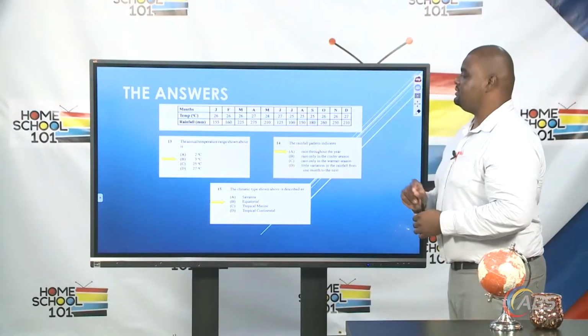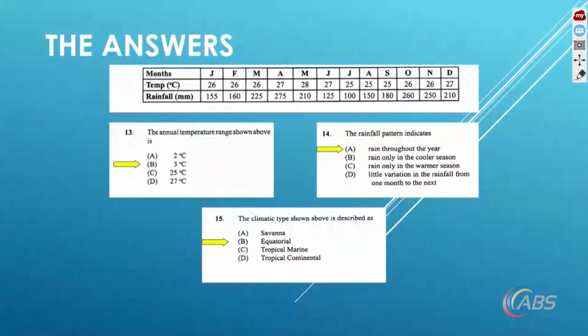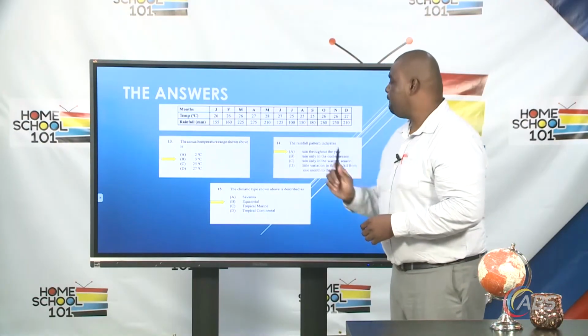Now let's look at the answers. If you guessed, or you shouldn't have been guessing, that the answer is B, you would be correct. Remember, temperature range would be the difference between the highest and the lowest figures. The highest figure here is 28, with 25 being the lowest. So 25 from 28, of course, is 3. So the answer is B.